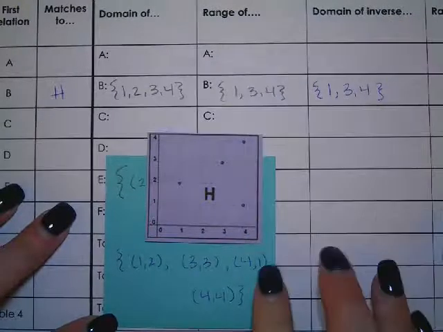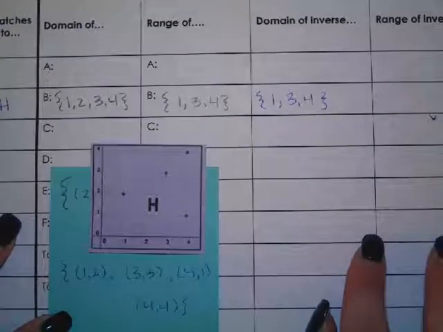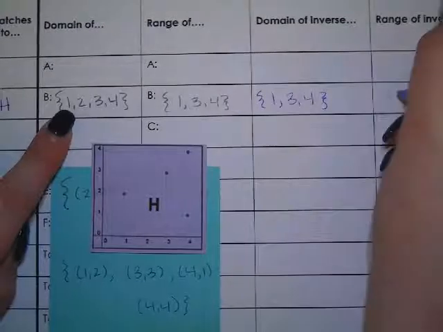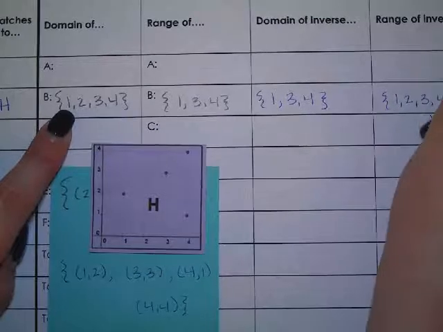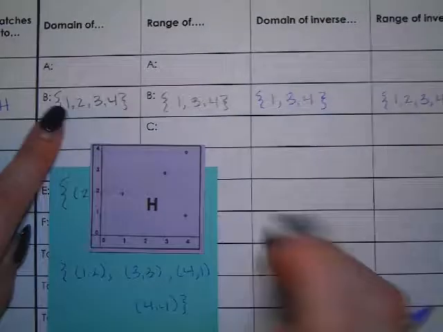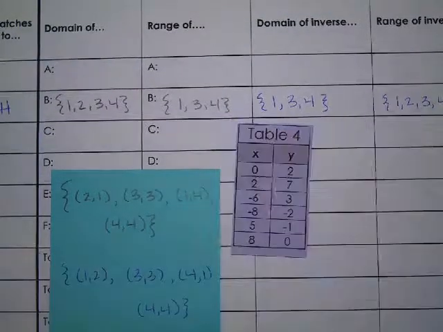All right. And then what's the range of the inverse? 1, 2, 3, 4. Okay. So you can put those cards off to the side. Those are done. We matched them. Let's go ahead and grab table 4.